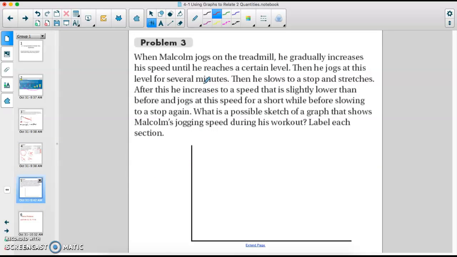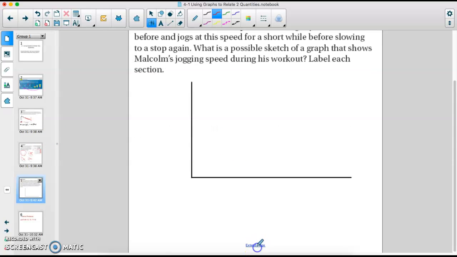All right, when Malcolm jogs on the treadmill, he gradually increases his speed until he reaches a certain level. Then he jogs at this level for several minutes, and then he slows down, stops, and stretches. After this, he increases his speed to a speed that's slightly lower than what he was before, and he jogs for a short bit of time before slowing down to stop again. And we need to sketch a graph that would show Malcolm's jogging speed during his workout. And we're supposed to label each section.